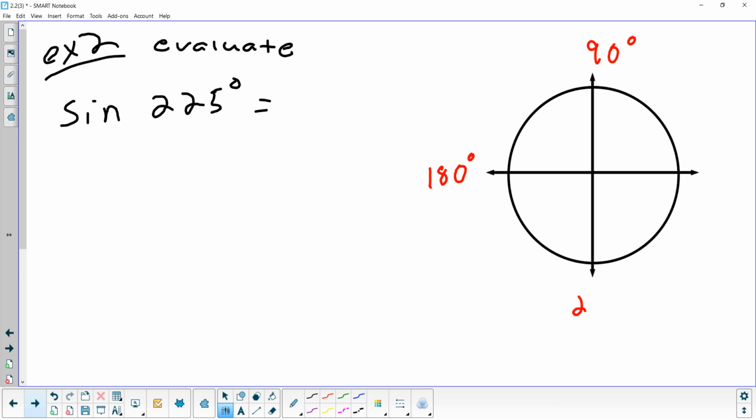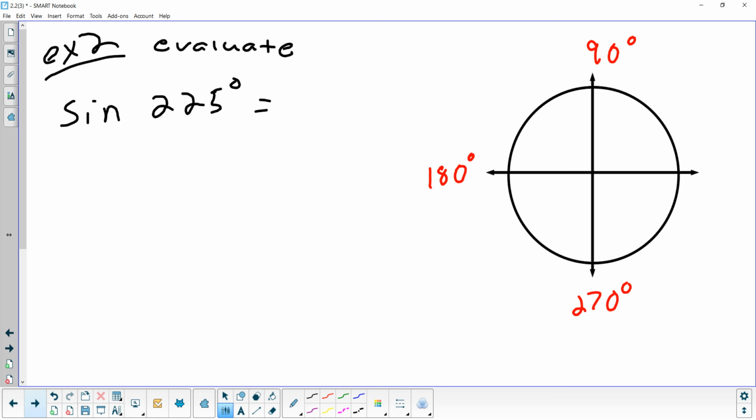45. Yep, it's a multiple of 45. It can't be a multiple of 30 if it ends in a 5. That's not possible. So we know it's 225. We have to figure out roughly where that's going to go. Our choices are right in the middle, between 180 and 270, closer to 180, or closer to 270. So Olivia, where's the 225 going to go in this case?